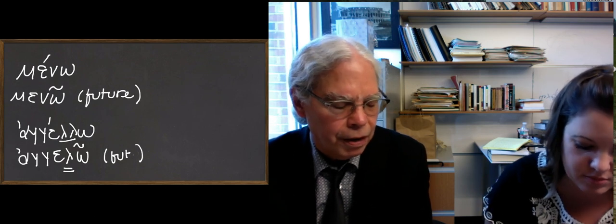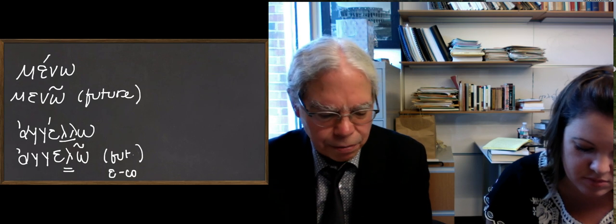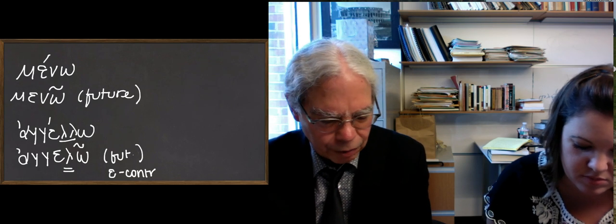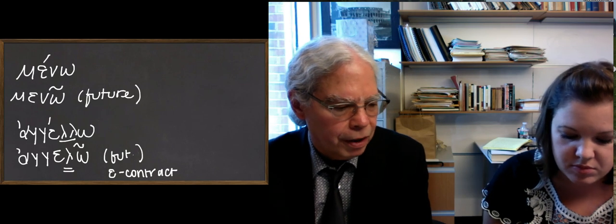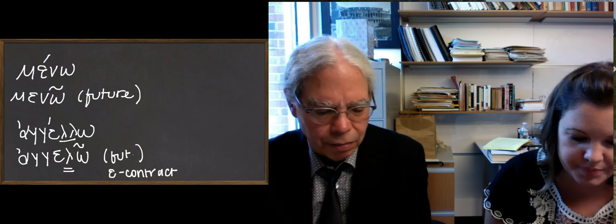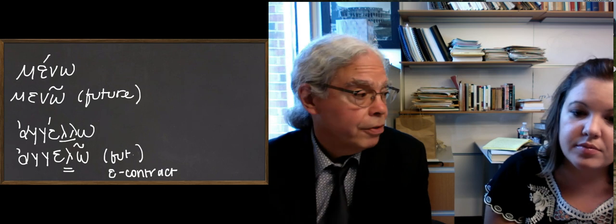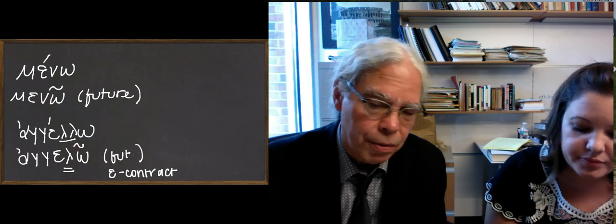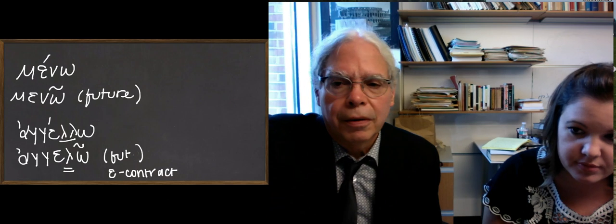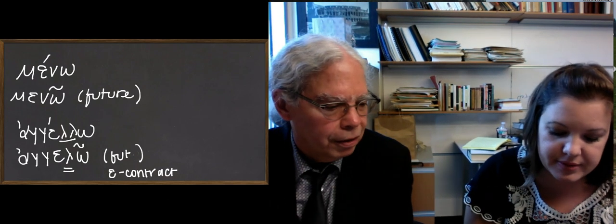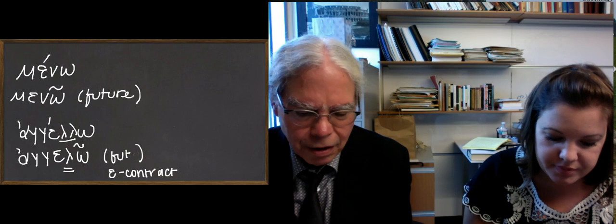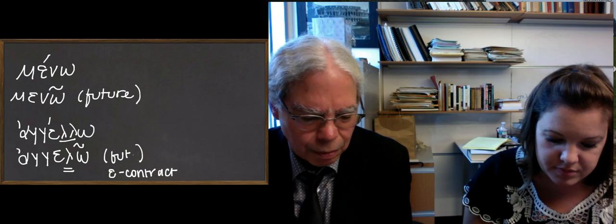The number of them that are alpha contracts is relatively small, and I think we'll learn one by the time we get to the end of the book. But most of them are epsilon contracts. So it's a tricky thing because you have to know where the accents are on these forms to tell the difference between them and forms that are presents. So it's a matter of really learning the principal parts of these verbs.